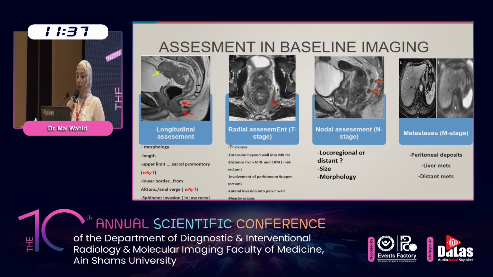And then we have the radial assessment by the T2 axial sequence. We can see the thickness of the tumor, its extension beyond the wall into the mesorectal fat, shown here by the yellow star, and then involvement of the peritoneum in the upper rectal tumors or the mesorectal fascia, shown here by the red arrow, and then the lateral invasion into the pelvic wall and the nearby organs, all in the T2 axial view. Then we have the nodal assessment, the N stage, whether locoregional or distant lymph nodes. We'll talk about that in the next slide. And the M stage, the metastasis, whether peritoneal or liver mets, by the diffusion ADC abdominal sequence.